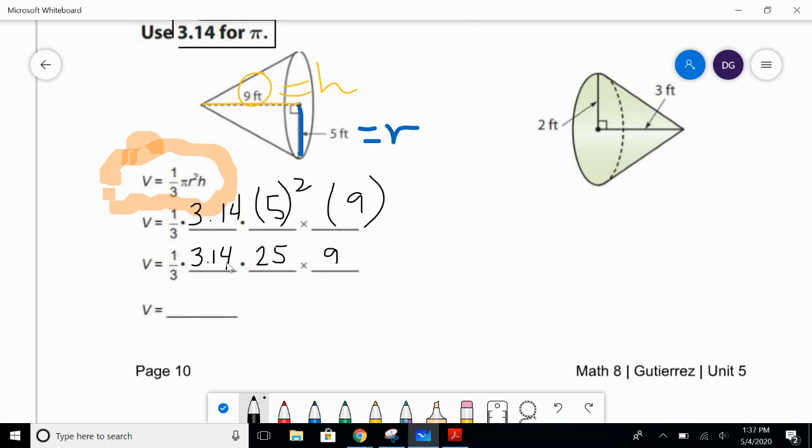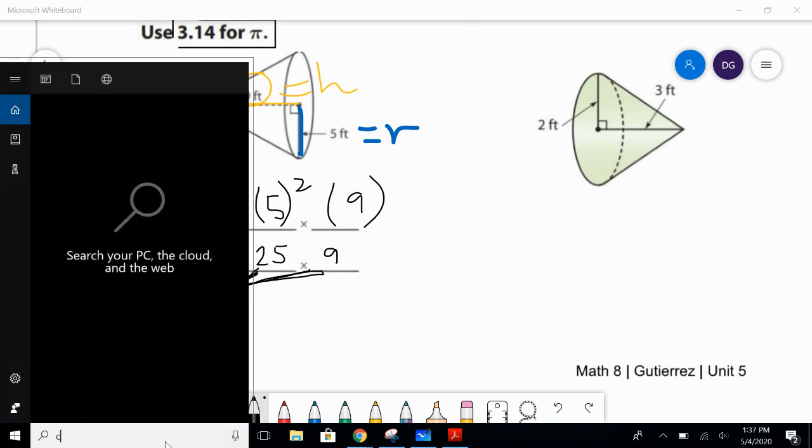Now what we want to do is multiply all of these things together. I'm going to take one extra step. I'm going to leave this 1/3 by itself first, and multiply everything that is a regular number here, not a fraction. So 3.14 times 25 times 9, we can just plug that into our calculators. Actually, let me pull up the calculator here.